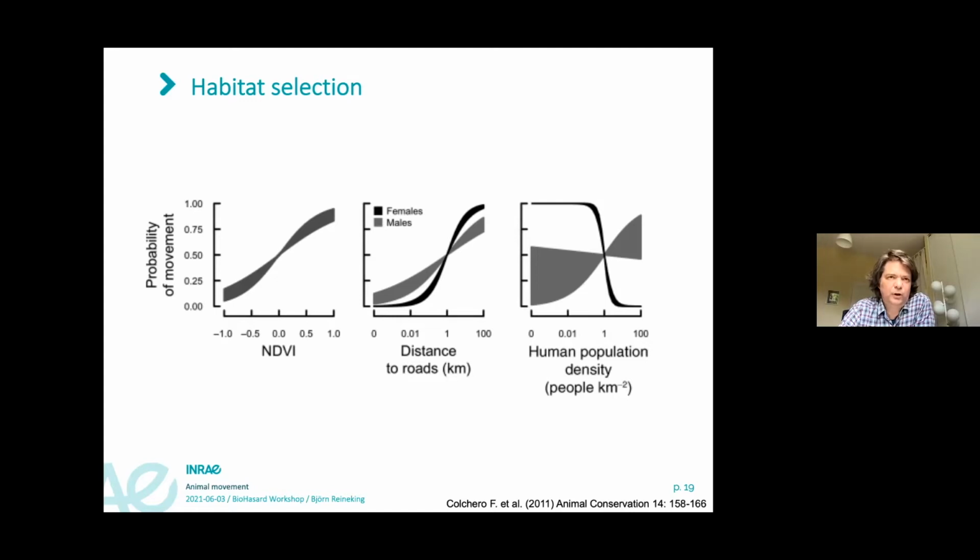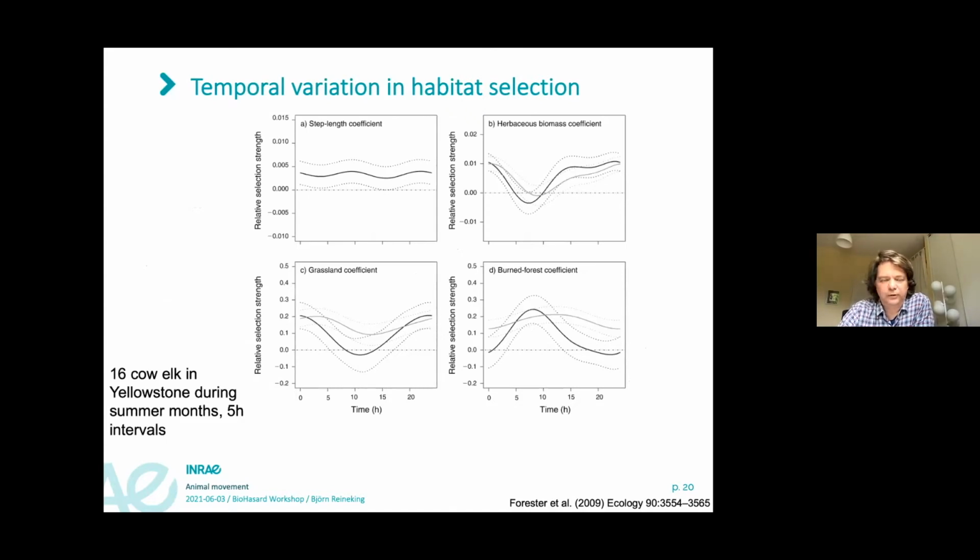What is nice about this approach is that, because it's a standard regression context, we can make the parameters that we estimate, the selection parameters, the betas, a function of time. It's fairly easy to do that. This then allows us to see, here for an example of elk in Yellowstone, how the preference for a certain habitat type, like the grassland in the lower left corner, changes over time. We have the selection strength, the value of beta, on the y-axis, and the time of day on the x-axis. We see that, for example, grassland is strongly preferred when it's dark, and not so much during daytime. In this case that's not particularly surprising, but it allows us to get a fairly fine-grained understanding of how animals react to the habitat.